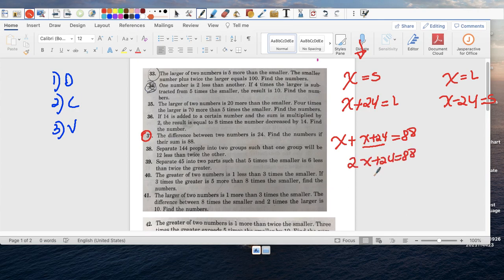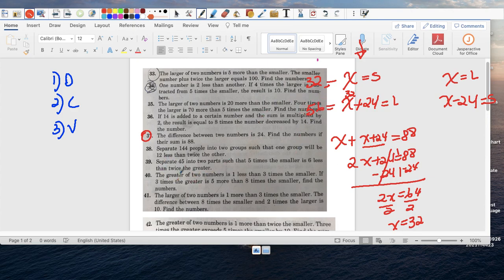I can now solve this, right? Minus 24 here, minus 24 on this side. Let me make a line in the middle. This goes away. I get 2x equals, what is this, 64. Divide both sides by 2, and x equals 32. So in this case, if x equals 32, this is my small number, and then the other number is going to be 32 plus 24. I put a 32 here, and I'm going to get 56.